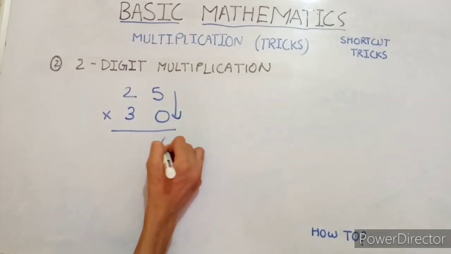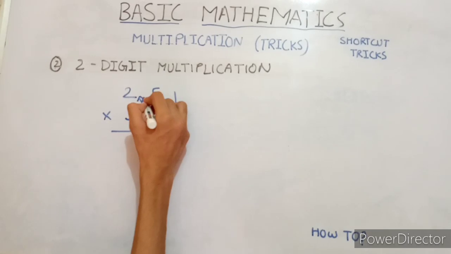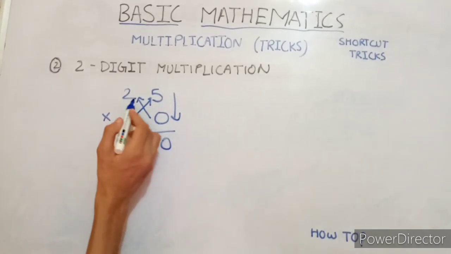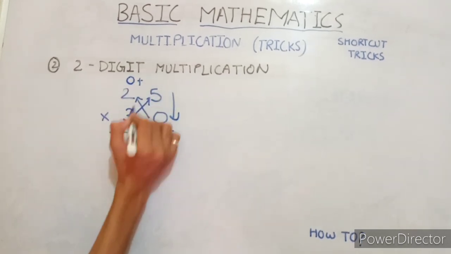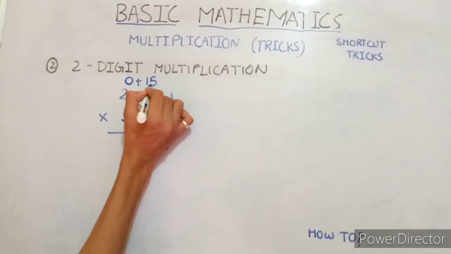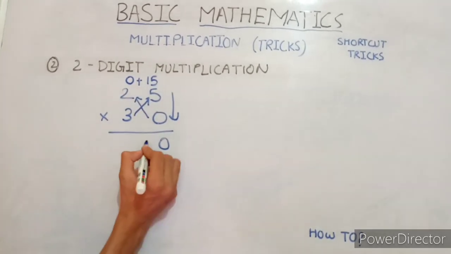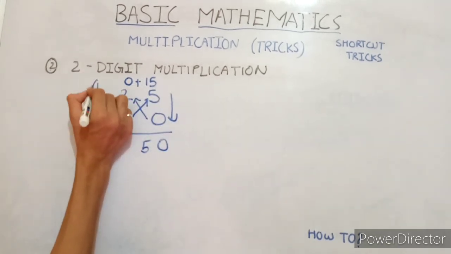So 5 zeros are 0. Then multiply crosswise: 0 into 2 is 0, so write here 0, plus 5 3s is 15. You got 15 plus 0, that is 15 only. So write 5 here and carry the 1 here.